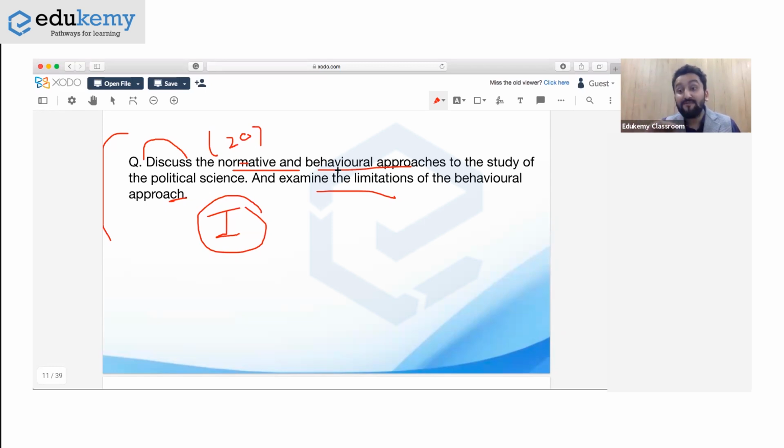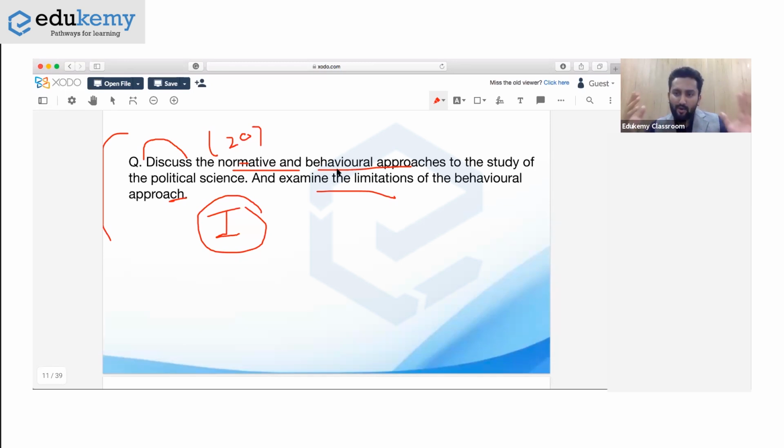For example, when we say normative approach to political theory, it talks about how things should be, how our political system should work. So it works on should be, ought to be, kya hona chahiye. Don't you think the normative approach is more philosophical in nature? Don't you think it is way older than the behavioral approach? Right? So when it comes to political theory, its evolution started with the normative approach. When we say normative approach, it is loaded with some morals, some philosophies, right?